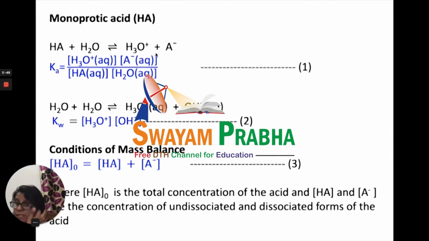Now, based on this equilibrium, you will write down the expression for Ka. So, Ka is equal to H3O plus into A minus upon HA into water. We have already done this in the previous presentation also. This is the product of the concentrations of the products upon the product of the concentrations of the reactants. So, this is the expression for Ka.